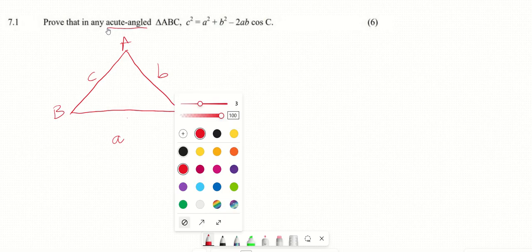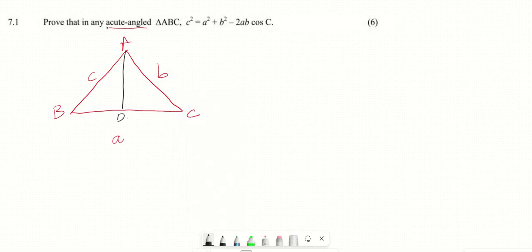I want to draw my perpendicular height and call it D. Now, because the angle here is C, you see this angle C here, this side with the C, I should call it distance d. So this is distance d. Now, because the whole of this is a, this side has to be a minus d. Remember, this is the perpendicular height.